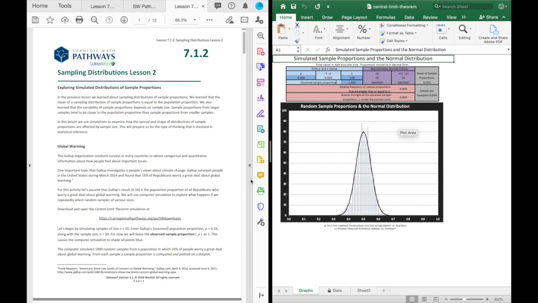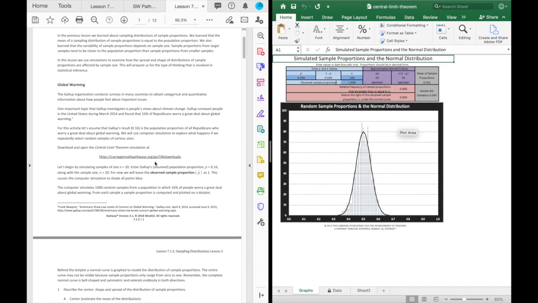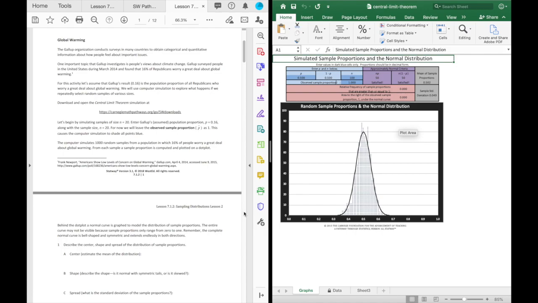So let's look at a problem regarding global warming. The Gallup organization conducts surveys in many countries to obtain categorical and quantitative information about how people feel about important issues. One important topic that Gallup investigates is people's views about climate change.